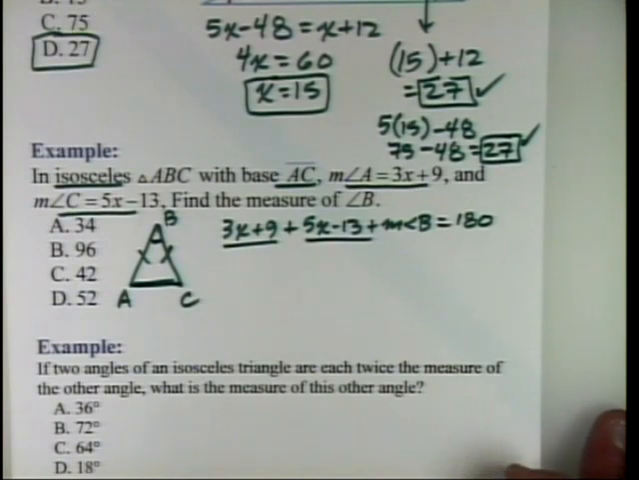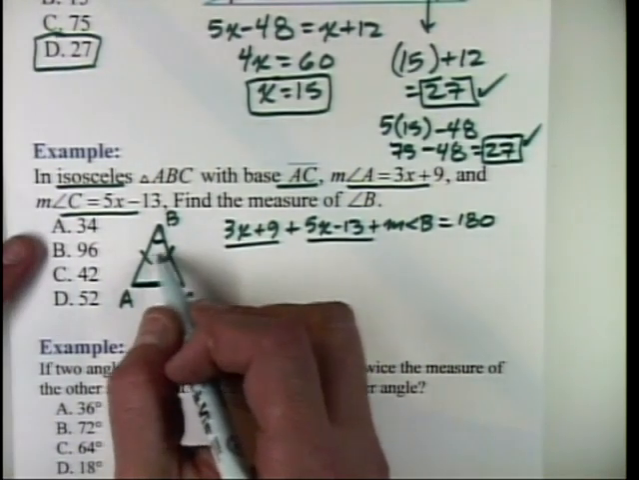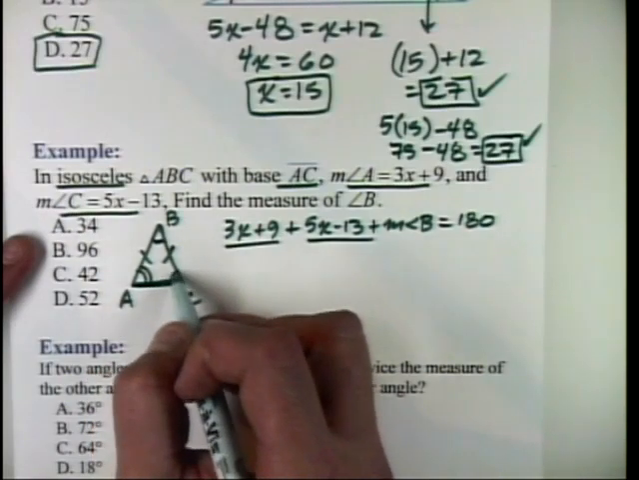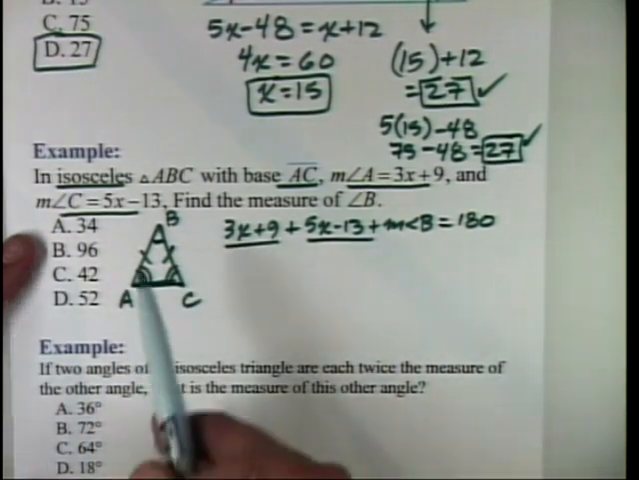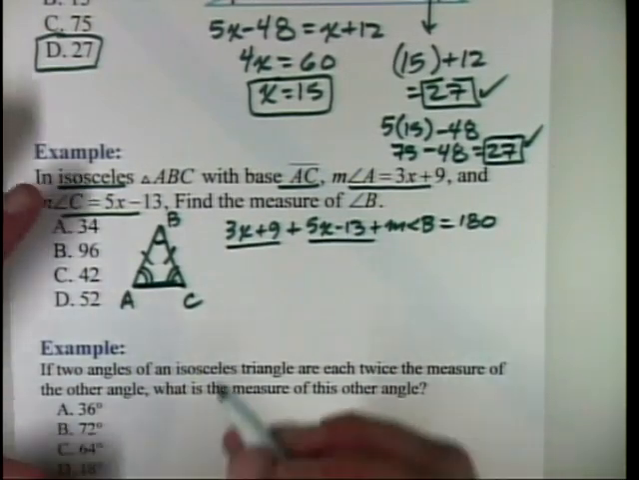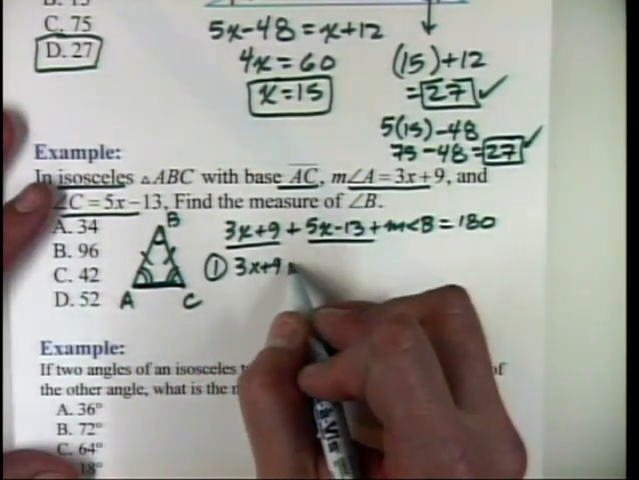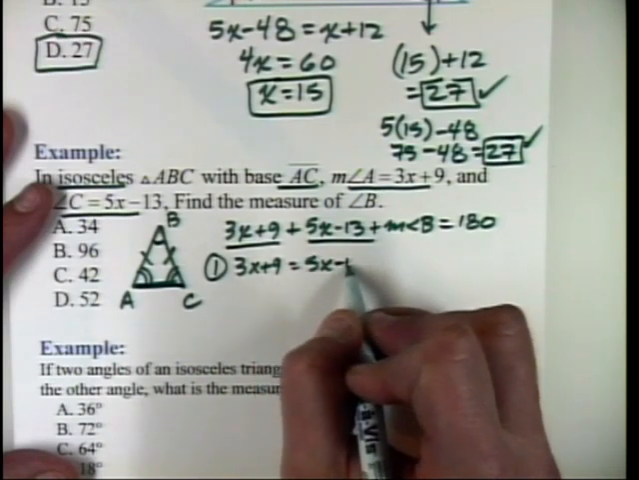We're going to use the isosceles triangle theorem. Knowing that these two legs are congruent, we know angle A and angle C. I'm using double arcs now because I have one on B. I know those two angles are congruent. So first, number one, I'm going to set 3x plus 9 equal to 5x minus 13.